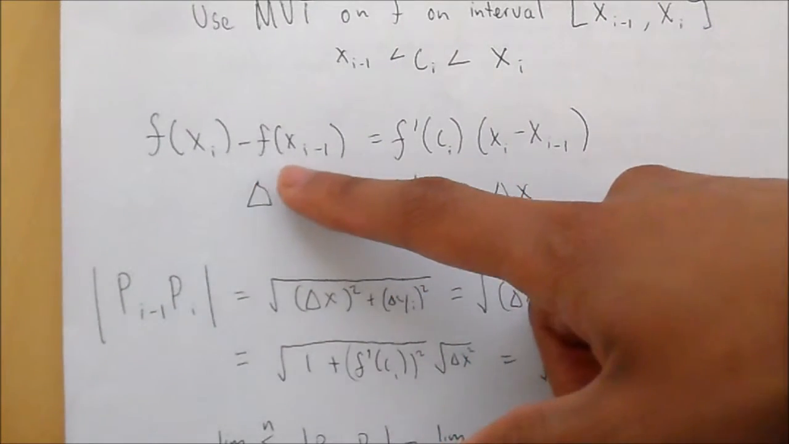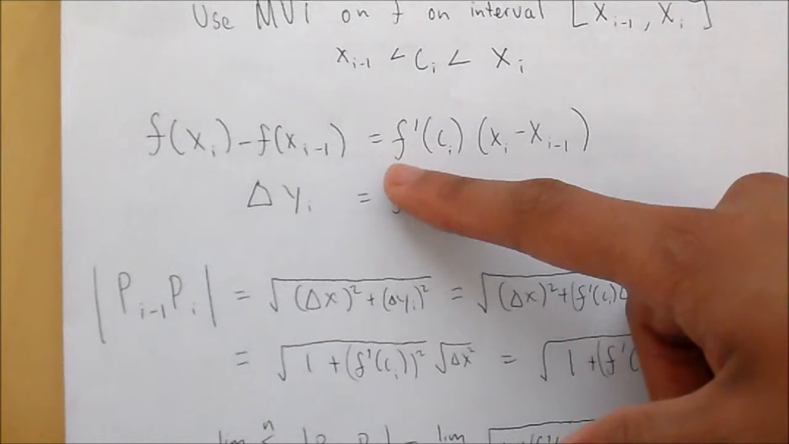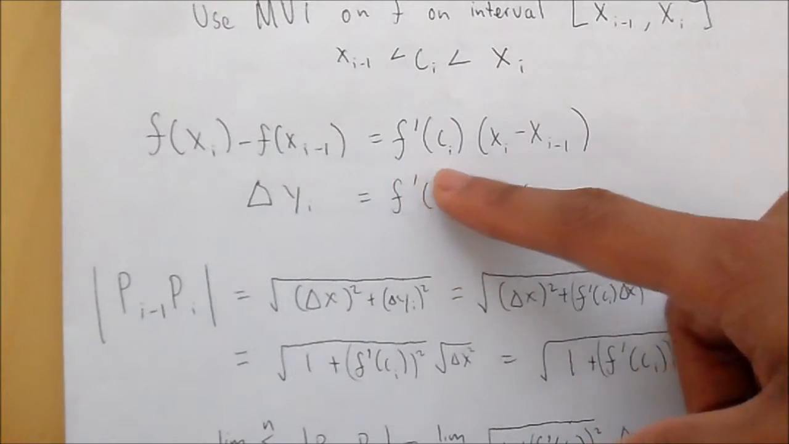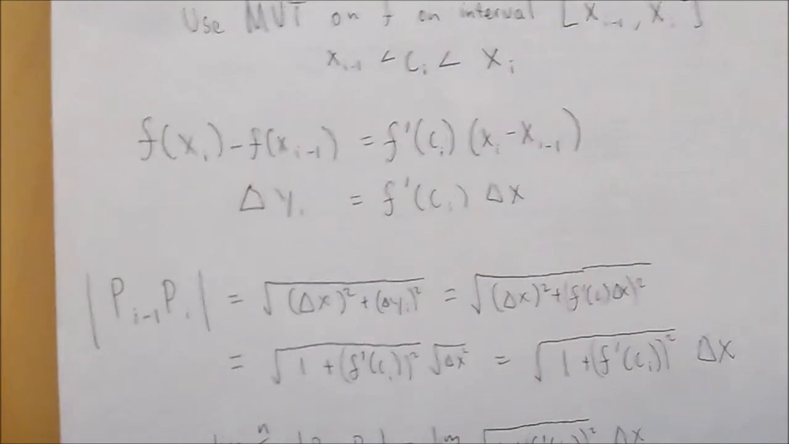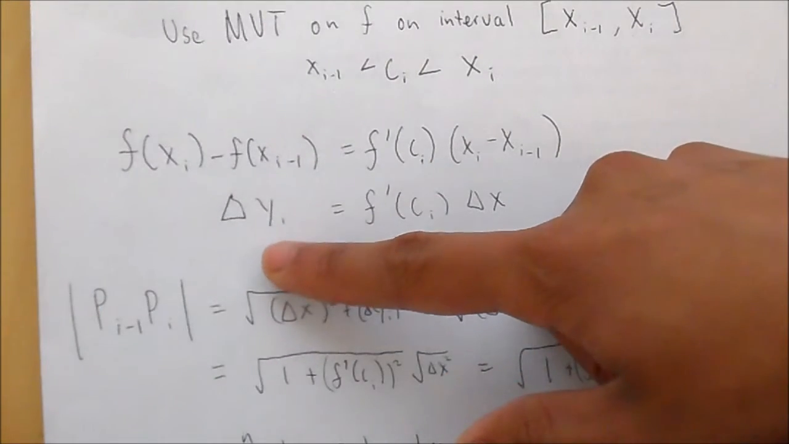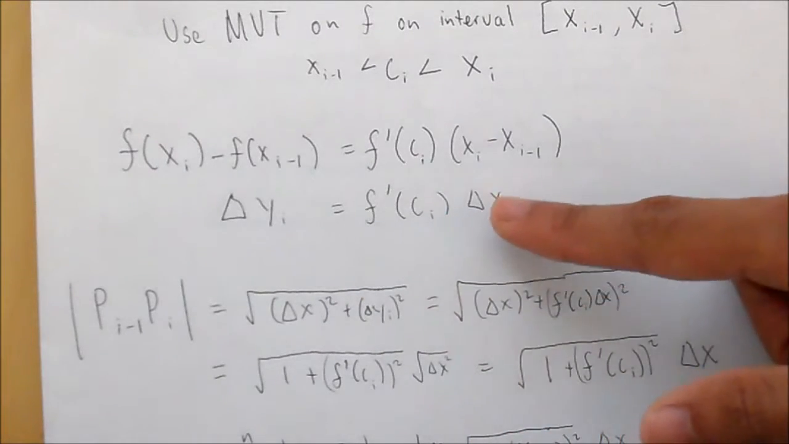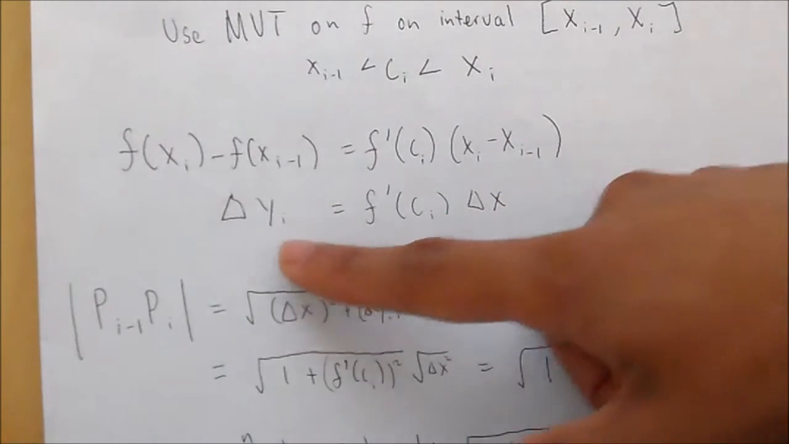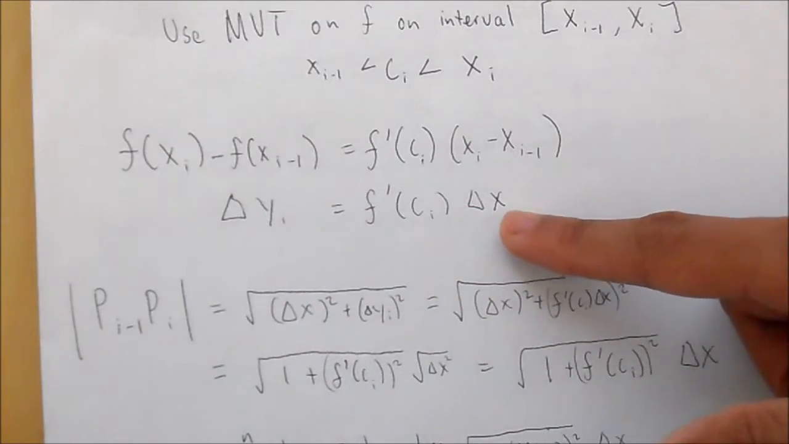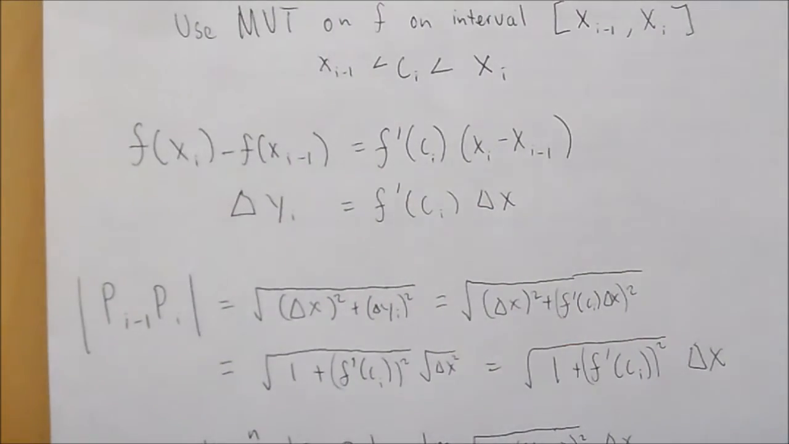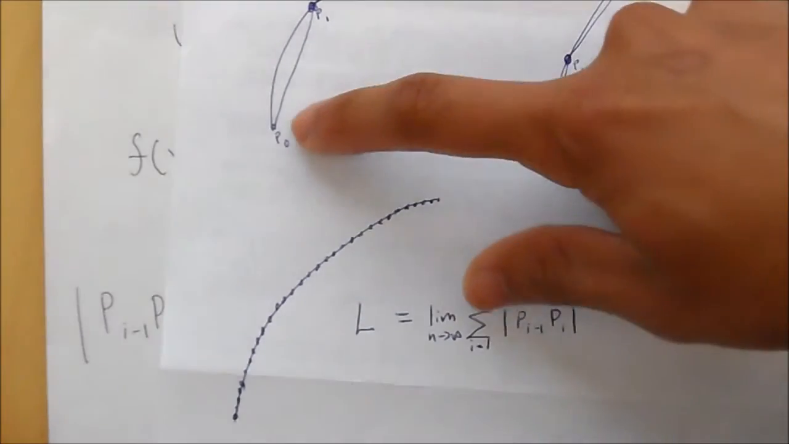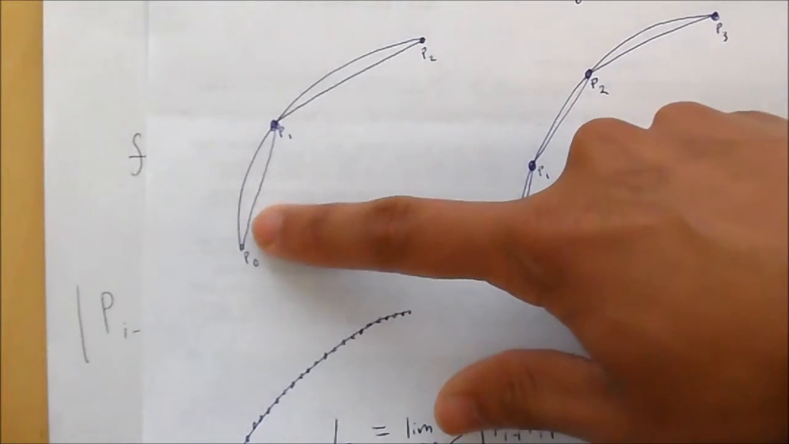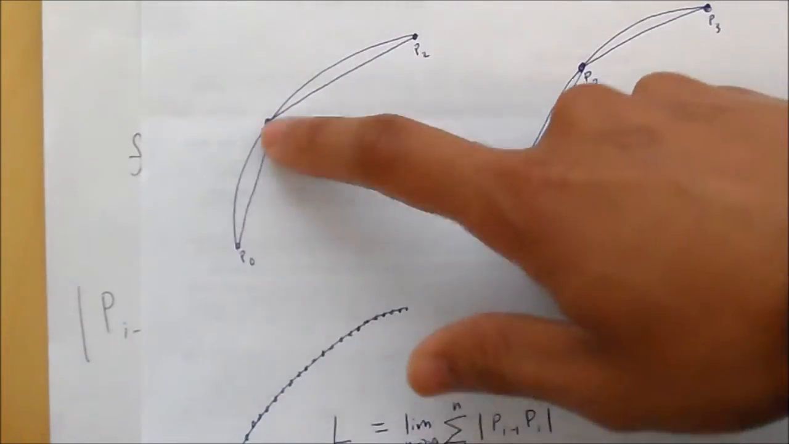f of x_i minus f of x_(i-1) equals f prime of c_i times (x_i minus x_(i-1)). You can replace this with delta y_i and this one with delta x. Notice how this one has an i subscript and this one does not, because the change in y changes as you go up. So like this delta y is a lot bigger than this delta y, but the delta x's are the same for this proof.